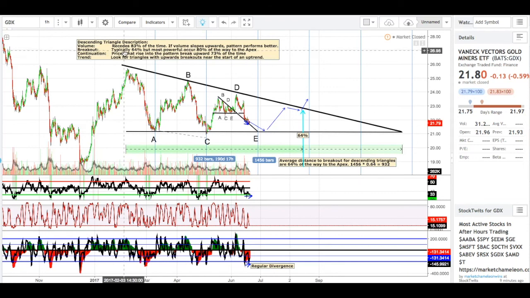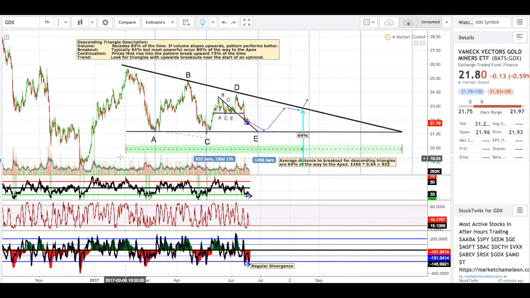Our breakout typically occurs 64% of the way to the apex, and the most powerful breakouts occur 80% of the way. So our apex right here, this is when our support and resistance lines converge on each other. This is our apex point. It's saying that 64% of the way is when the typical descending triangle breaks out. And how do I know this? I've marked this with this light blue arrow here. This is our 64% move to our apex.